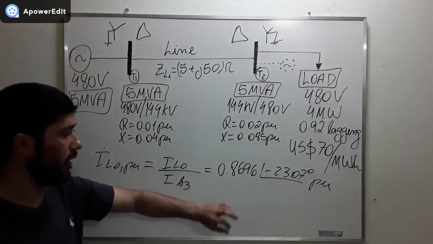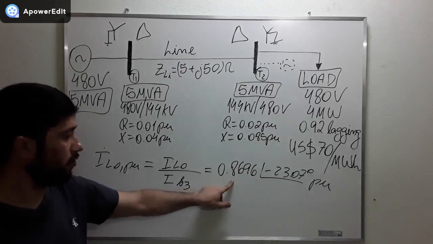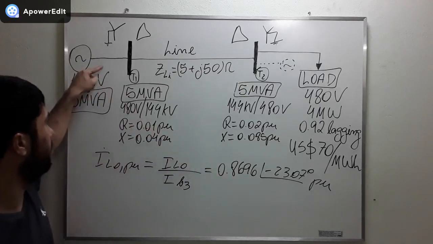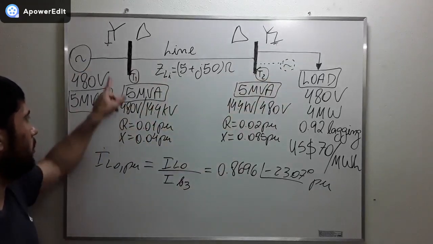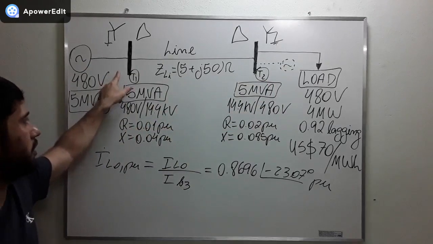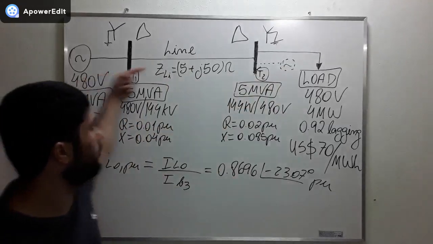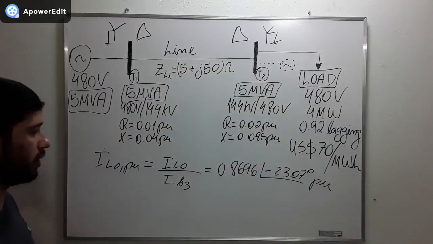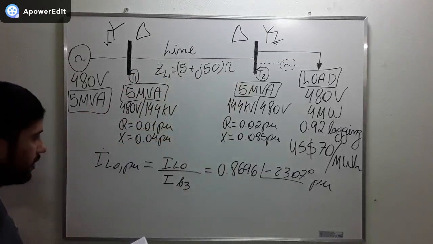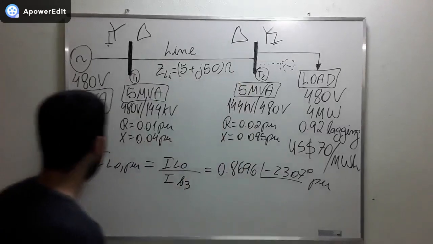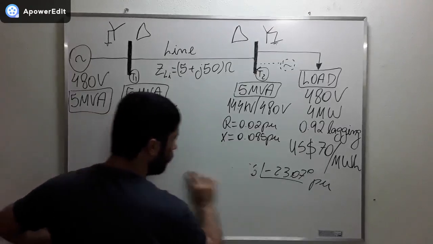It is in per unit. And how does this facilitate our calculation? This current here is going to be the same here, here, and here. Although the current in amperes is different here, here, here, when we convert the current to per unit, it's going to be the same. That's why we use per unit when there are transformers in the system. Are you guys understanding?